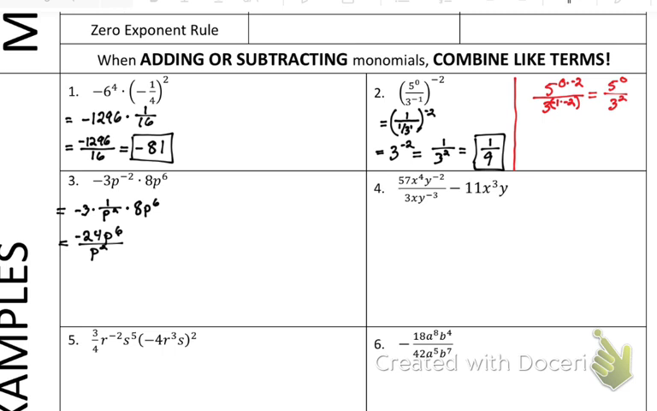Now, what I'm looking at here is they have the same base. When they have the same base, you subtract the powers. So you're going to have 6 minus 2, which is going to give you 4. I'll do both steps. So this is actually negative 24 times p to the 6 minus 2. That whole thing equals negative 24 p to the 4th.